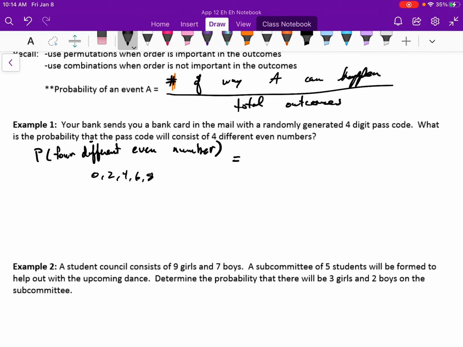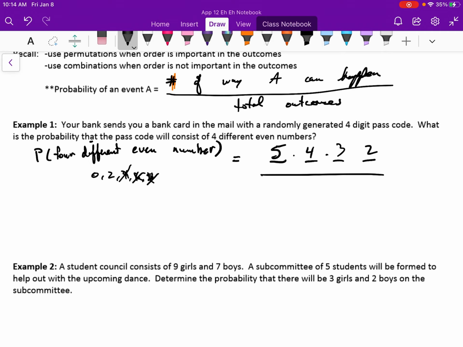So I'm going to use how many different ways can I make up a 4 different even digit passcode. Well, I have to make 4 choices in the numerator. How many different possibilities are there for the first digit? Well, there's 5. And then for the second digit, since they have to be different, I'm going to take 1 out, and then there's going to be 4. And then I have 3 left. And after I choose the third, there's only going to be 2 left.